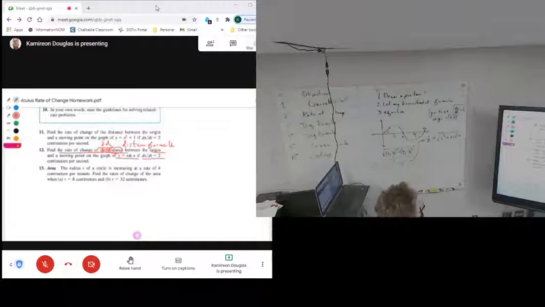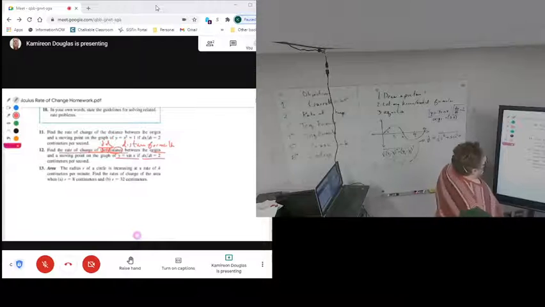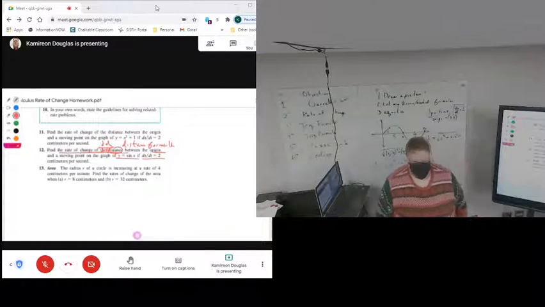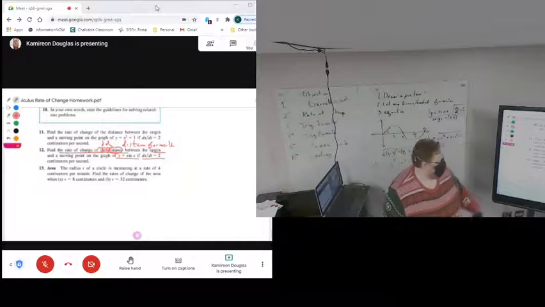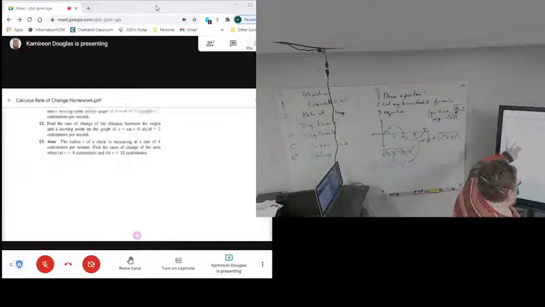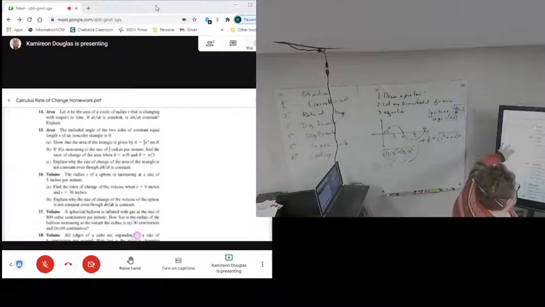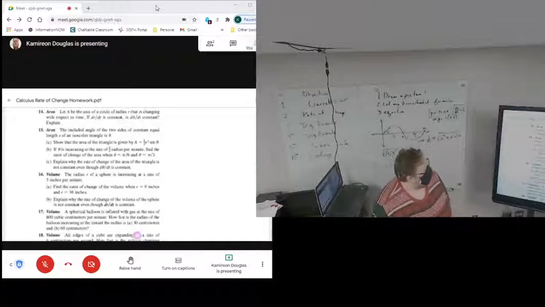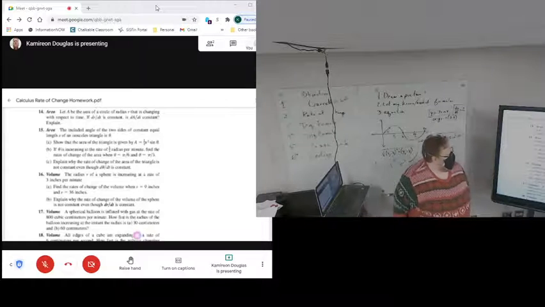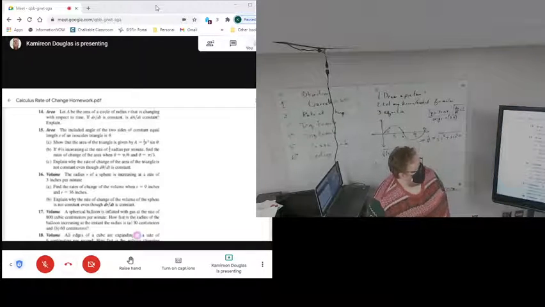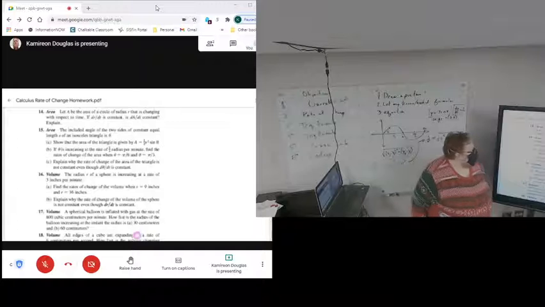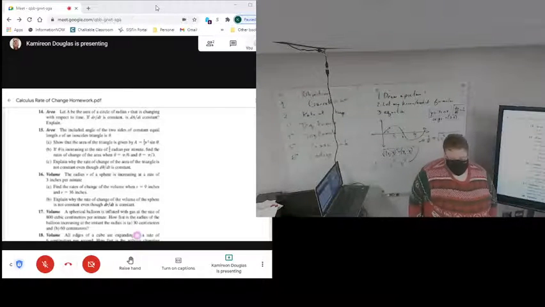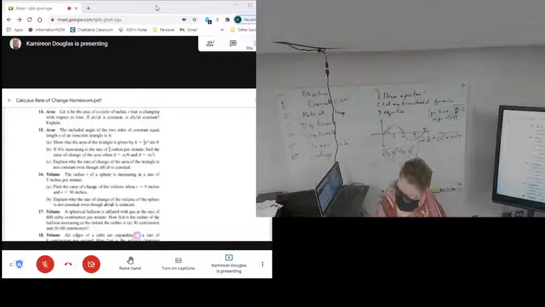Okay. Next problem. Okay. Looking forward to. Let A be the area of a circle of radius r that is changing with respect to time. If the dr/dt is constant, is the dA/dt constant? Explain.